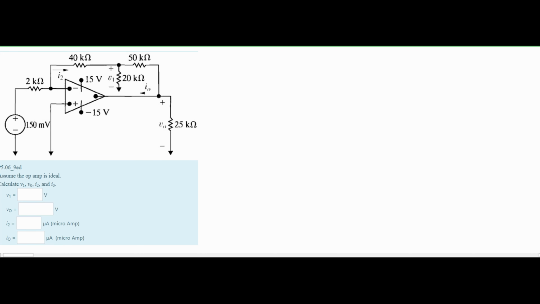In this problem, we are given the following op amp in a circuit diagram. We need to calculate V1, V0, I2, and I0. So when we look at this, there's a few things that we should note before we even calculate this.